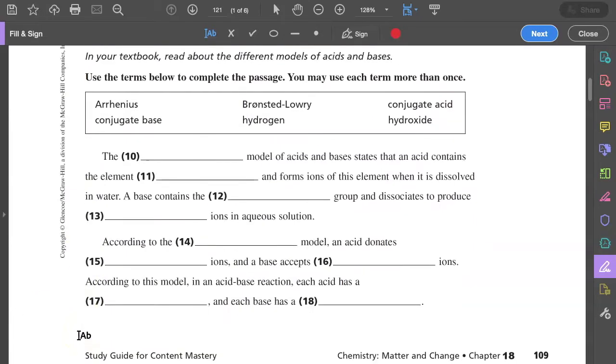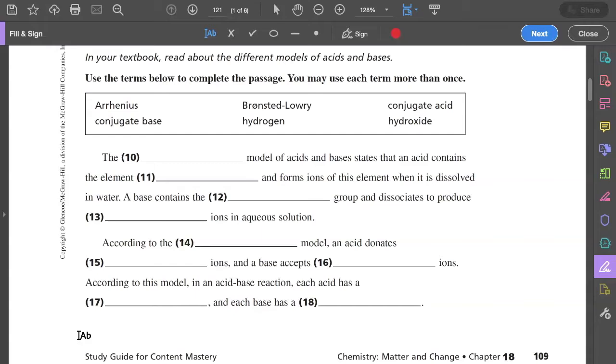Okay, moving on to the next section, where we have a word bank and we're filling in the passage. The blank model of acids and bases states that an acid contains the element blank and forms ions of this element when it's dissolved in water. Okay, a couple things there, and go. Right, the Arrhenius model of acids and bases is the one where it says that an acid contains hydrogen and forms hydrogen ions.